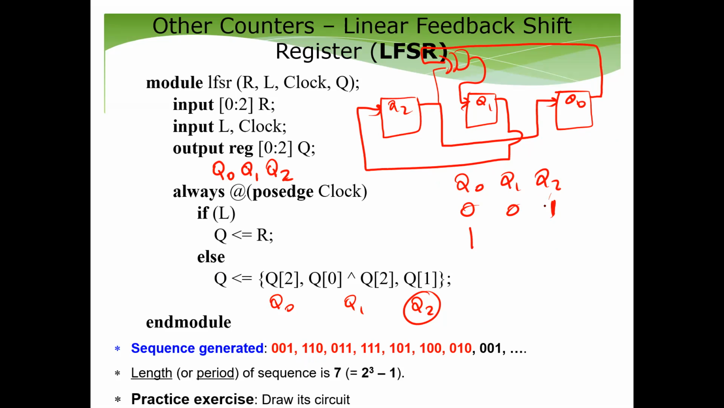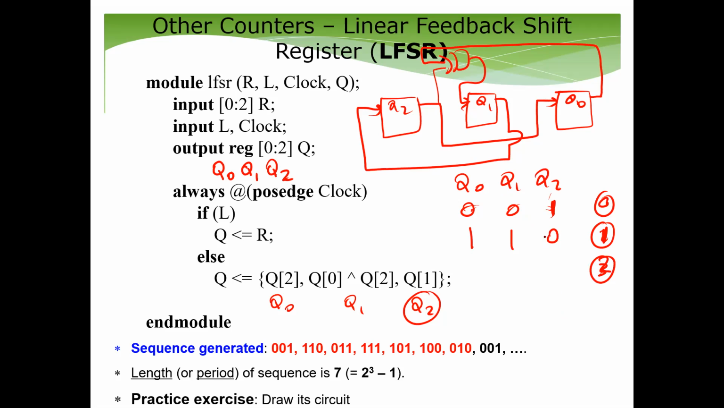Q1 is reading XOR between these two values, so 1 XOR 0 is 1. بالتالي Q1 is equal to 1. And then Q2 is reading from Q1. بالتالي that's going to be 0. Okay, that's cycle 1. Cycle 2. Oh, this should be cycle 0 because it's the reset. So this is cycle 1 and this is cycle 2.